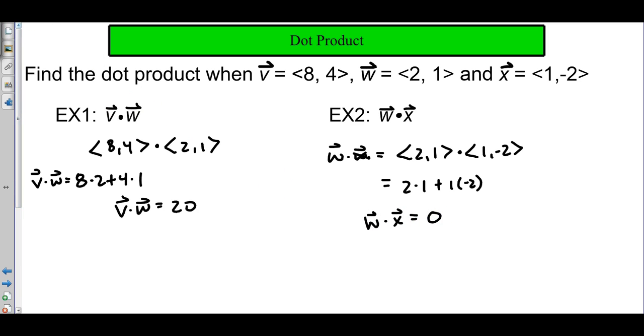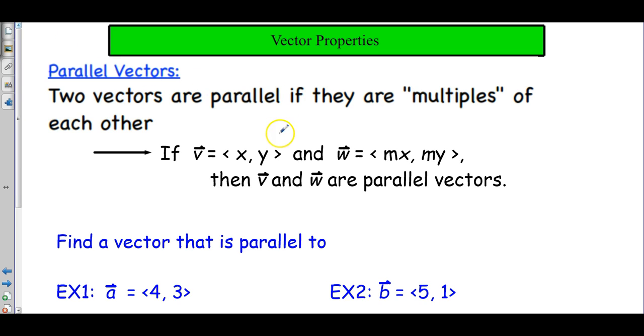So a couple of the things that we want to look at with respect to dot products. Number one, parallel vectors. Parallel vectors are essentially just vectors where one is a multiple of another. So the general form looks like this. If I take v and I multiply that thing by some scalar, and in this case the scalar is m, then v and w are considered parallel vectors. In other words, if w equals some scalar times v, then they are parallel vectors.